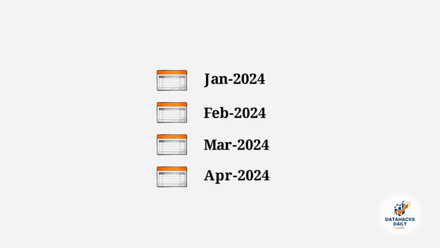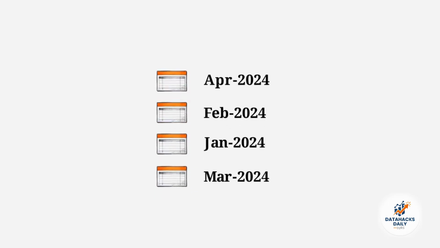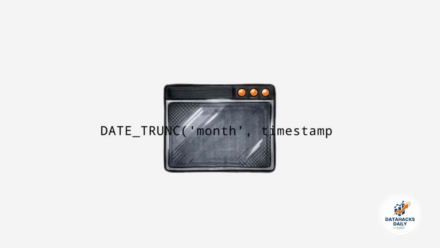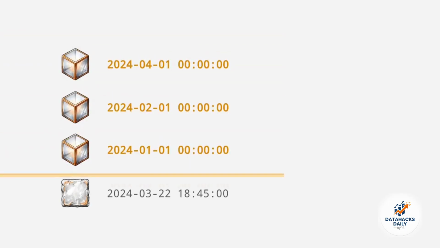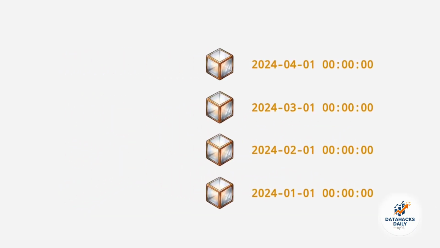If you format your dates as strings like Jan 2024, the database will sort them alphabetically, placing April before January. To prevent this, use date trunc to round timestamps to the month. This maintains the chronological order by keeping the data as a date object instead of a string.